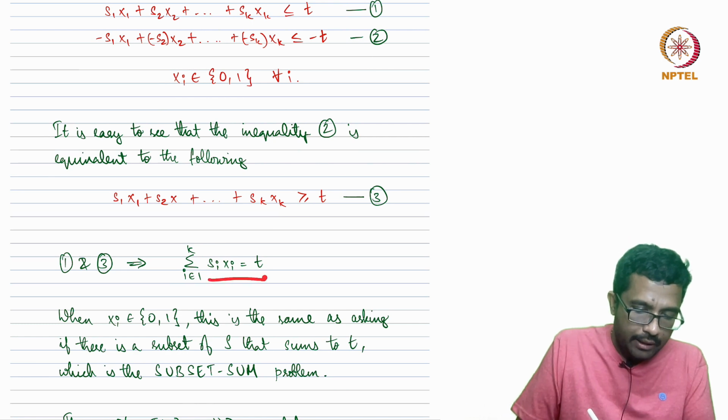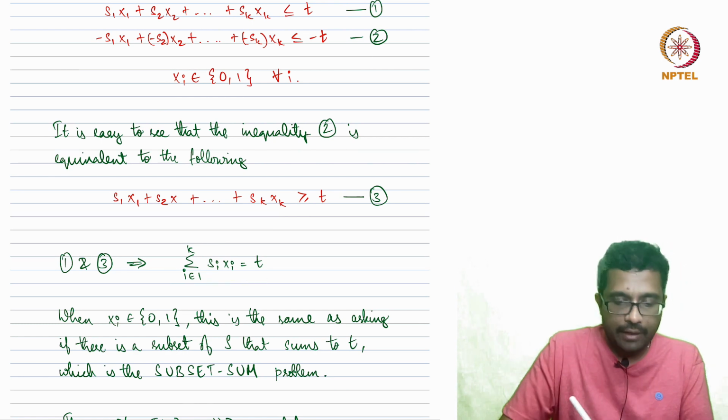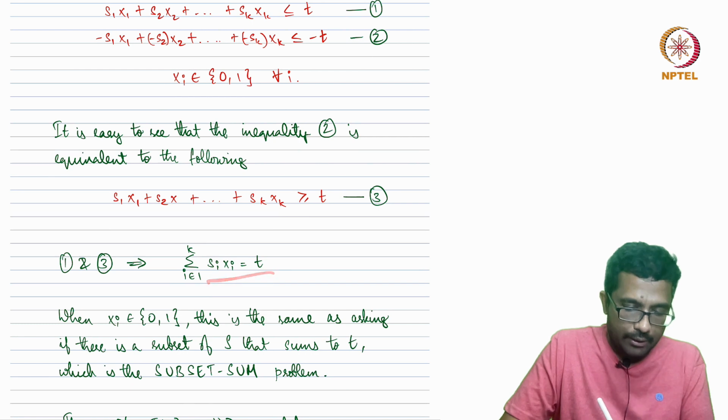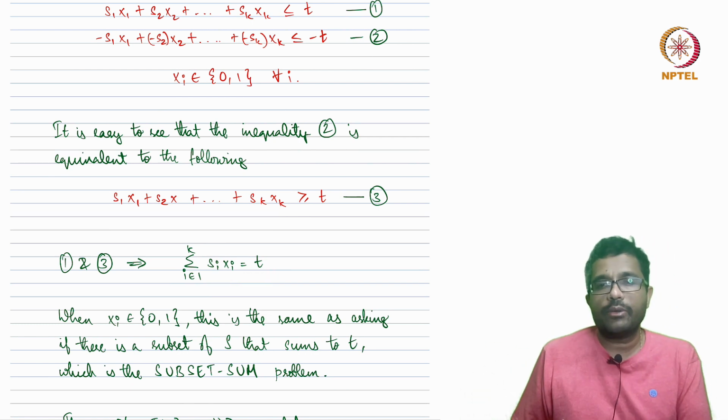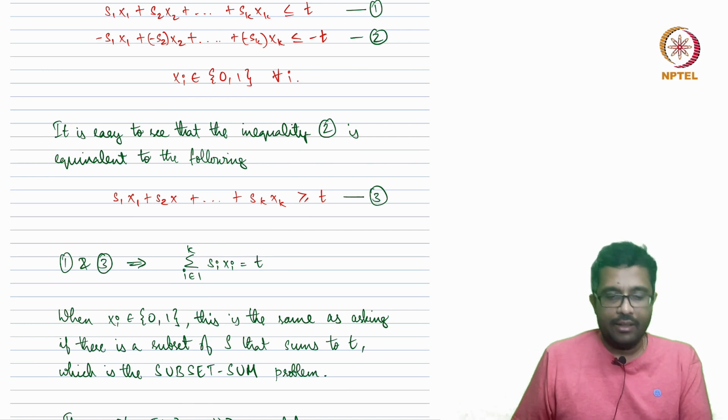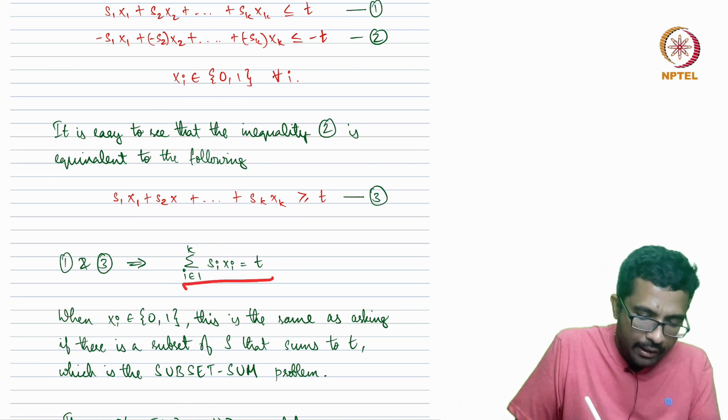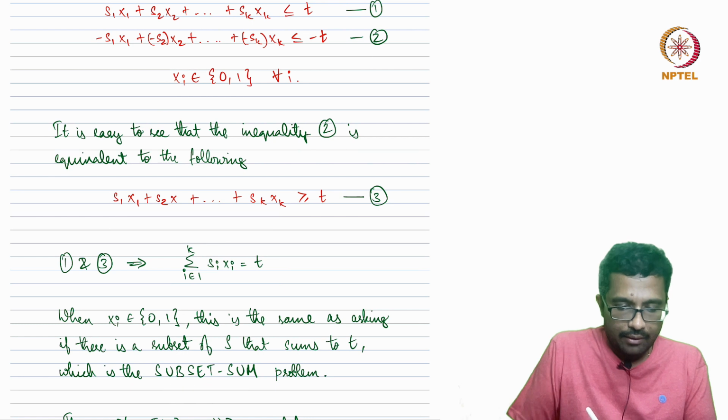So this is equal to t if and only if there is some subset of capital S that sums to t, because that's what this is doing. Whichever ones are 1, we are picking out those, right? Whichever ones are 0, we are removing those. So this is actually equivalent to the subset sum problem, right?